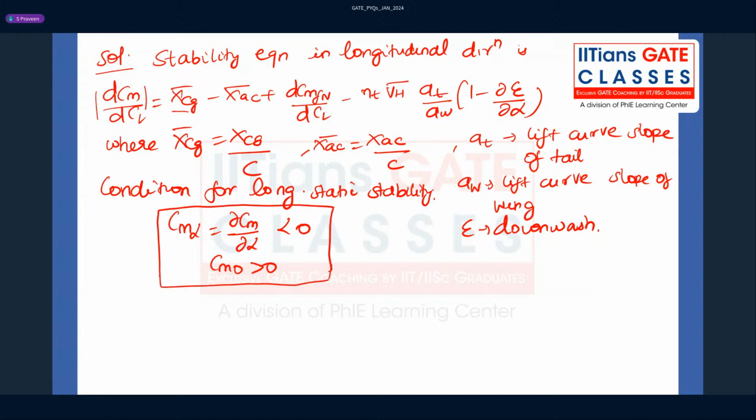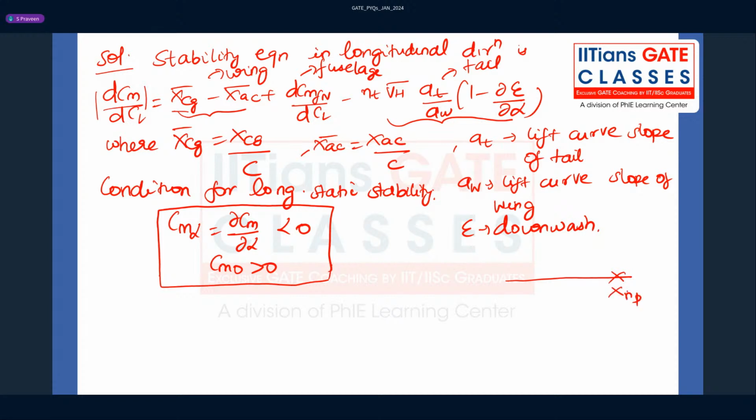Okay. So which means even if this quantity is positive, the negativity of dCm by dCl is ensured by this term over here, right? Because this is a contribution coming from the tail of the aircraft, and this is a contribution coming from the wing of the aircraft, okay? And this comes from the fuselage. So this is what you have to remember, okay? Which means even if the CG is ahead or behind the aerodynamic center, it doesn't matter because your tail ensures it. But what matters is your neutral point, okay?